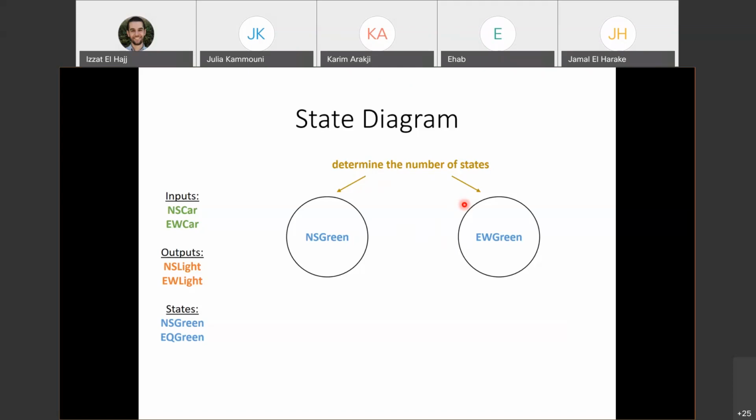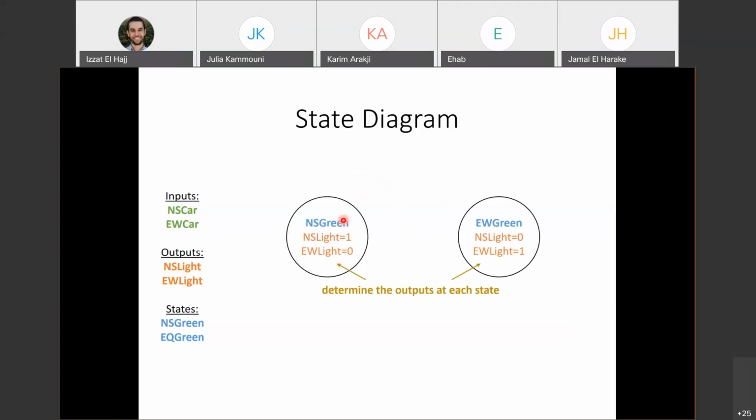The next thing we need to do is determine the outputs. Remember that in this course, we're going to focus on state machines where the output depends only on the current state. It does not depend on the input. What that means is that for each one of these states, we have a well-defined output. In the NS green state, the north-south light is going to be green, so it's 1, and the east-west light is going to be red, so it's 0, right?